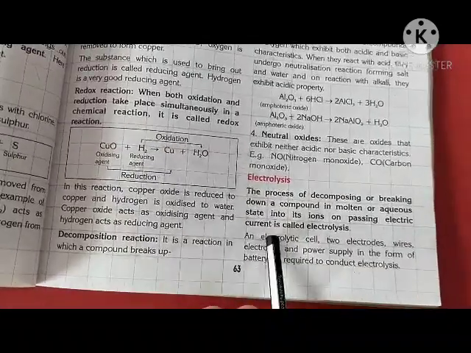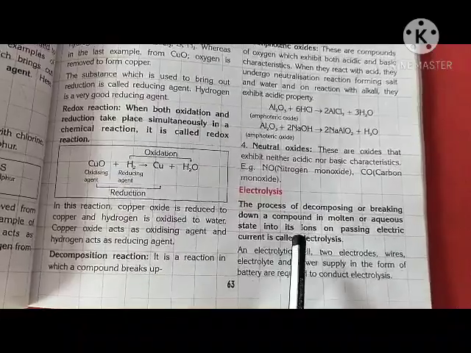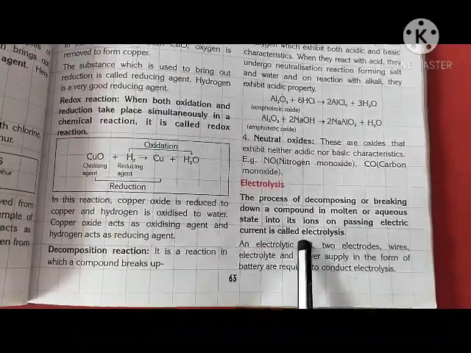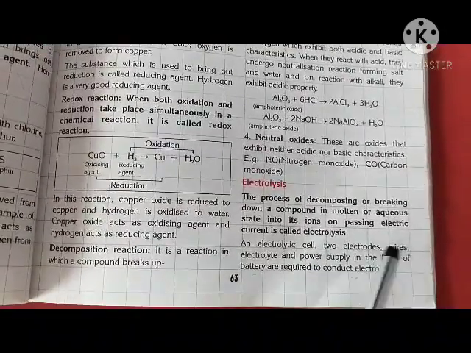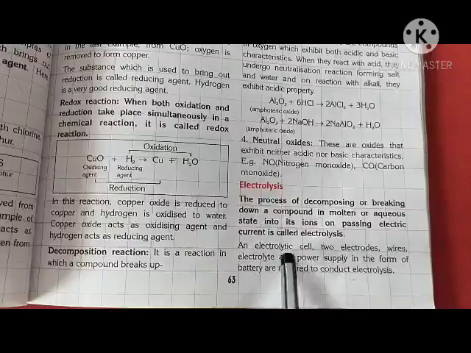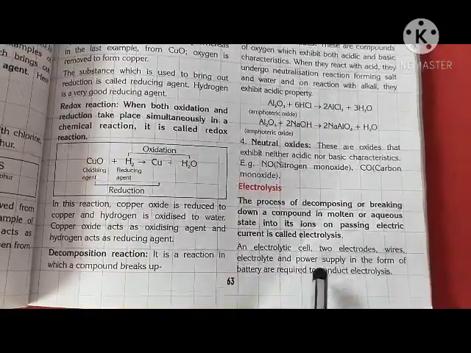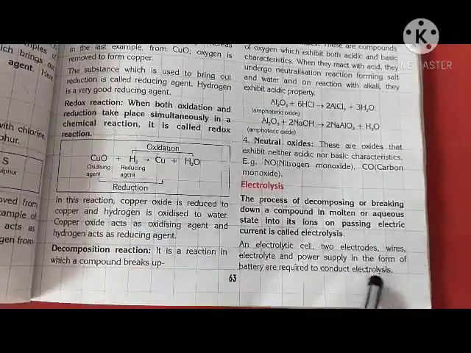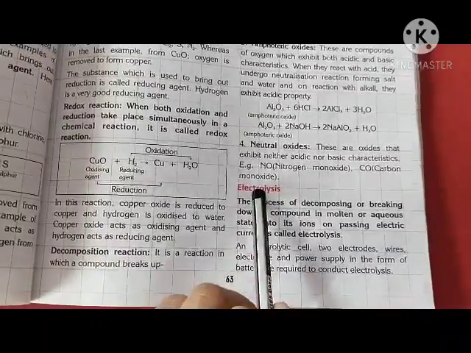For the process of electrolysis we require an electrolytic cell. Two electrodes, wires, electrolyte and power supply in the form of a battery are required to conduct electrolysis. So these are the things which we require for this process of electrolysis.